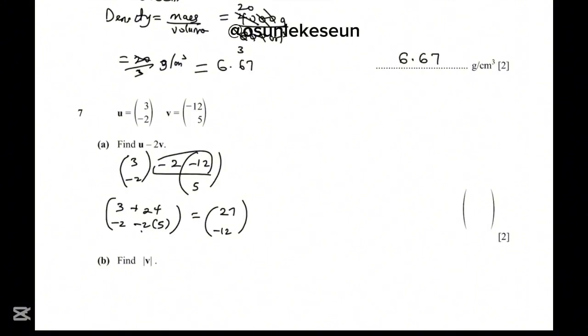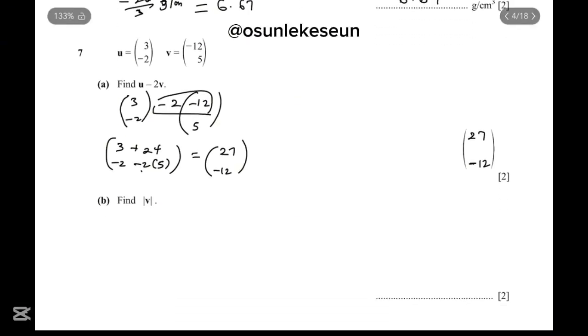So minus 12 and minus 10. That's the answer in this case. So the answer is going to be 27 and minus 12. We are told to find the magnitude of 27 and minus 12.